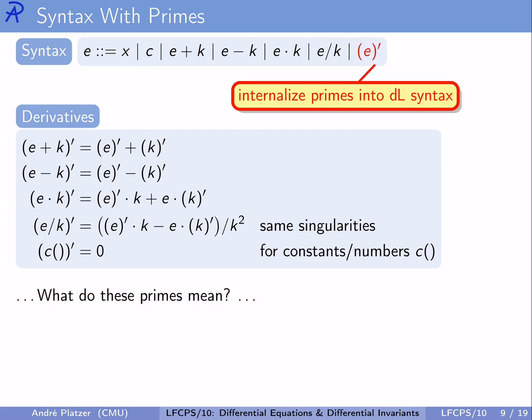Let's actually syntactically internalize the concept of primes into the differential dynamic logic syntax by officially admitting into the term language also the primed version of any term. Say, whenever e is a term, e prime also is a term. Okay, that's good. Now we can officially syntactically write it down, because previously we were not allowed to, so everything I wrote down here wasn't actually quite really okay. Well, in the syntax at least.